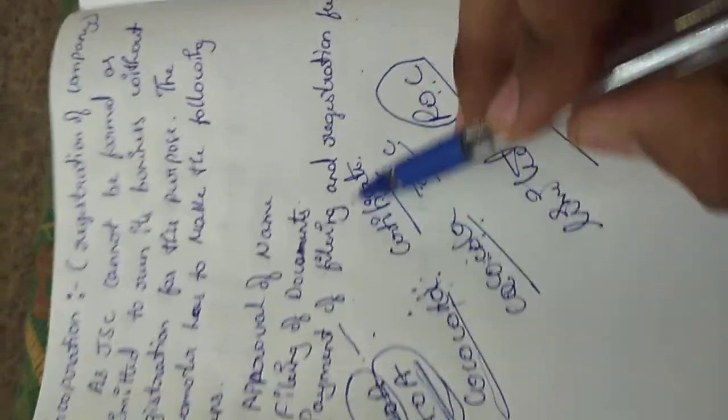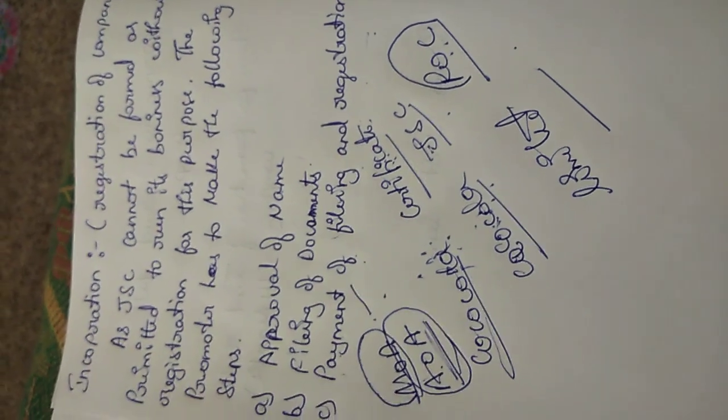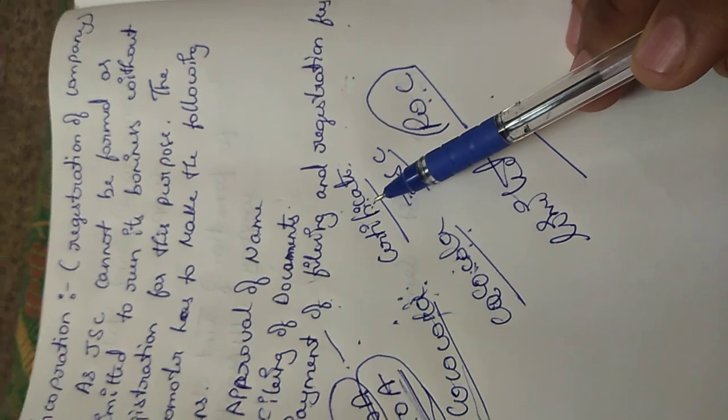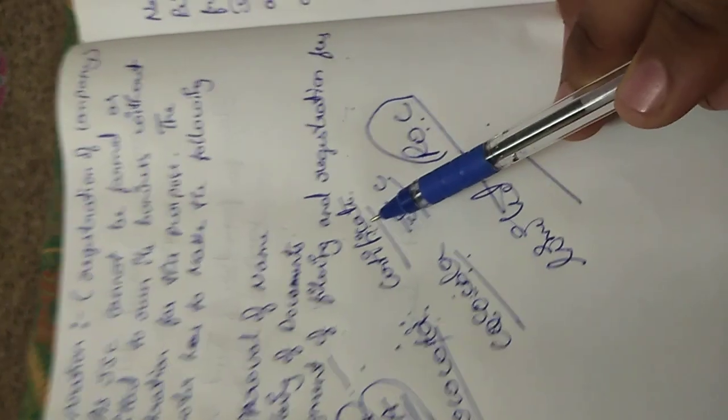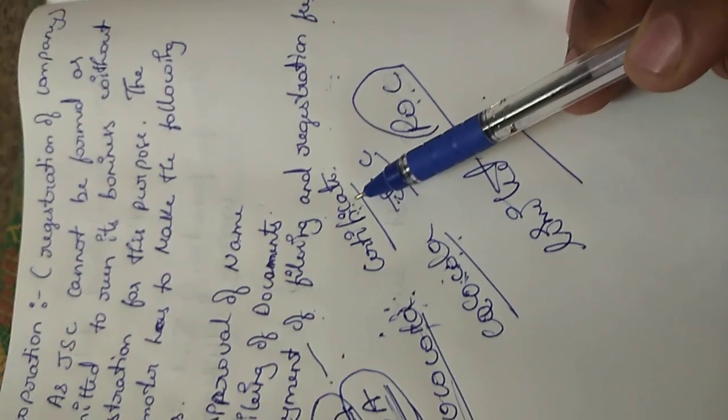So in this point we learn that we have to pay a certain amount for registration, and they will provide us a certificate. With that certificate we can start our business immediately.